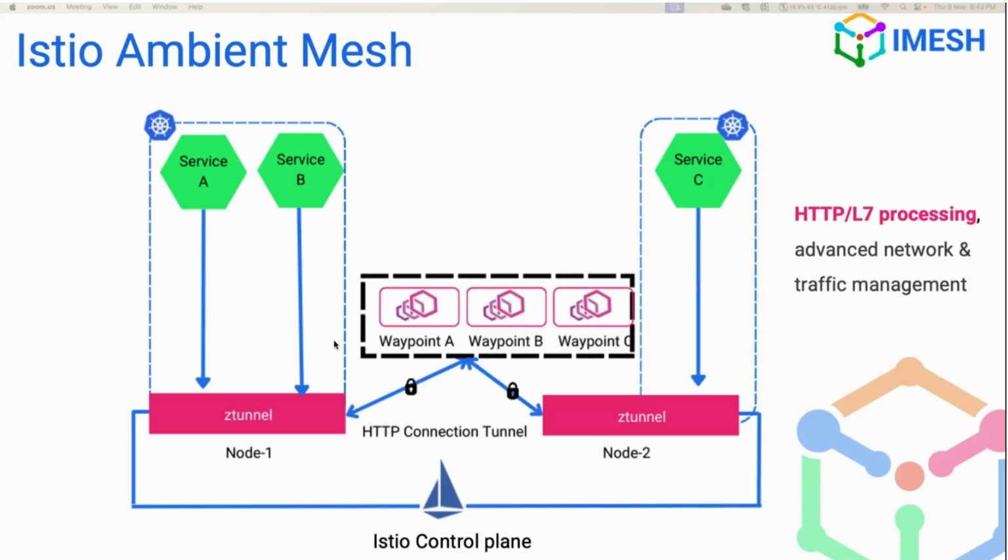So in the picture we can see, if we are having two nodes, node 1 and node 2, and service A is running on one of the nodes and service C is running on another node, those go via ztunnel. And if we are having any waypoint, then that communication will be rerouted to the waypoint, and then it will go again to ztunnel, and from there it will go to the other service which is lying on the other node. Okay.